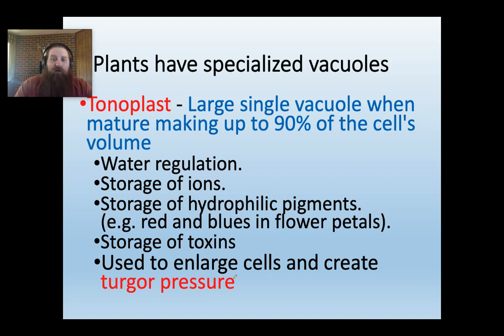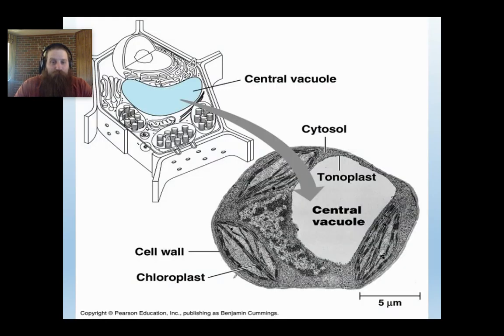And this central vacuole is responsible for what we call turgor pressure. If the central vacuole is full, then there's a lot of turgor pressure, and the plant stands up nice and straight. If there's not a lot of turgor pressure, if the central vacuole is pretty empty, then your plant will start to wilt. So it's a pretty important organelle. Here you can see it. The central vacuole is pretty big in this plant cell that we've got here.